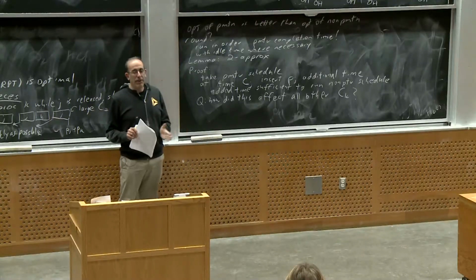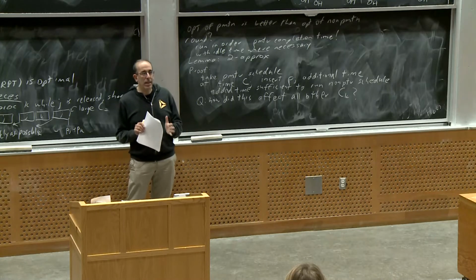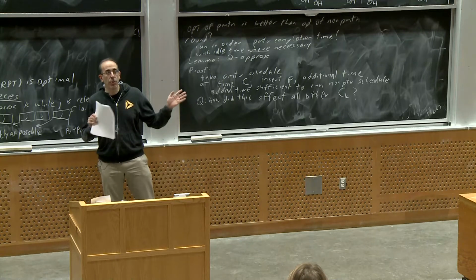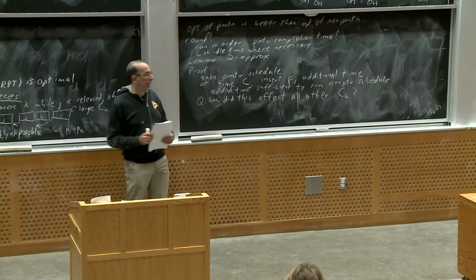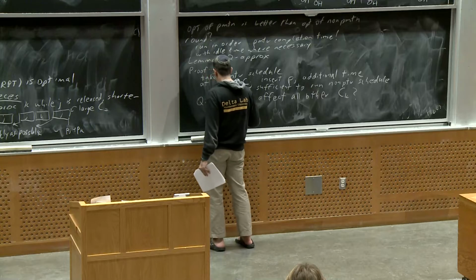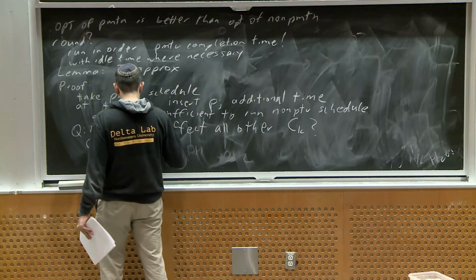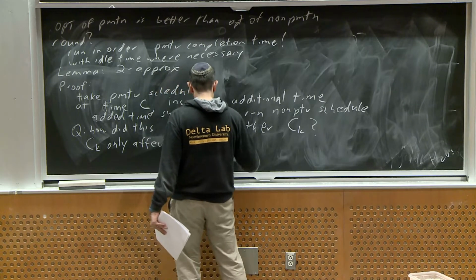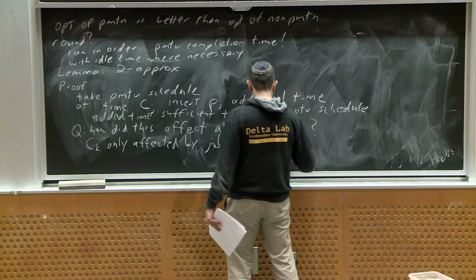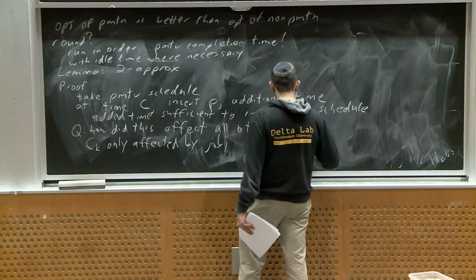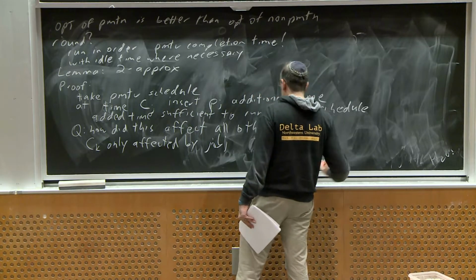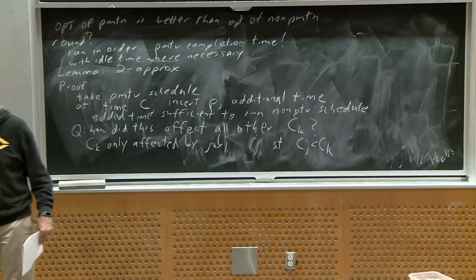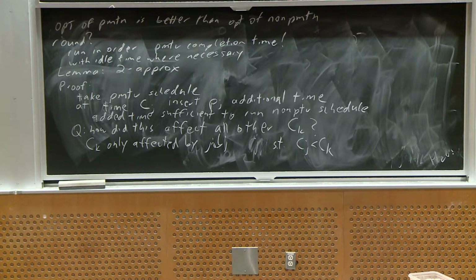So really all that affects Ck are the jobs that finish before Ck, right? Jobs j such that Cj is less than Ck, because if I insert time after, I'm not changing Ck at all.